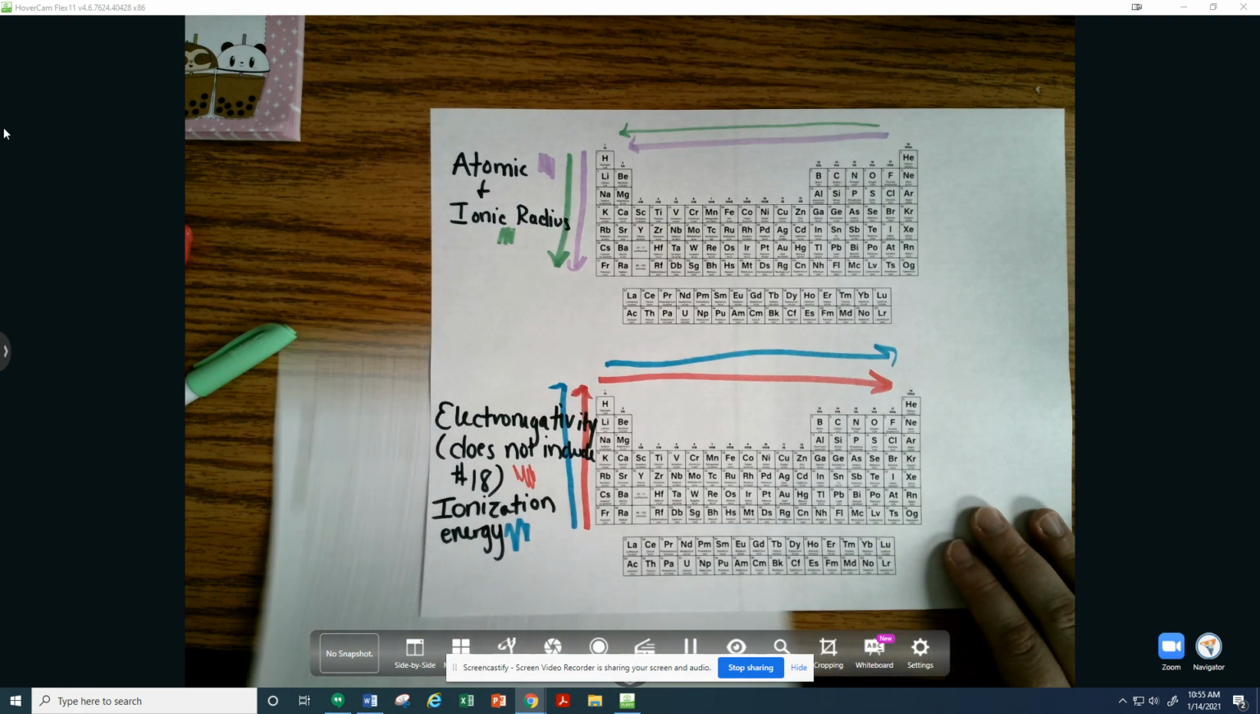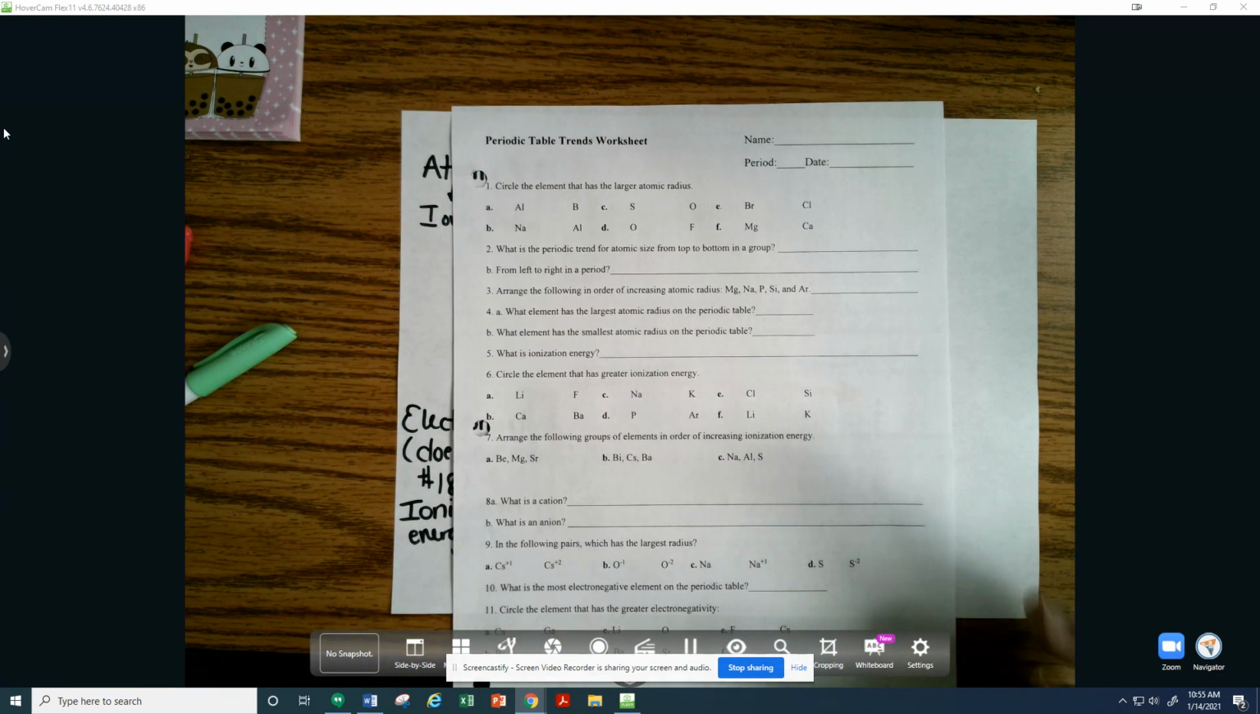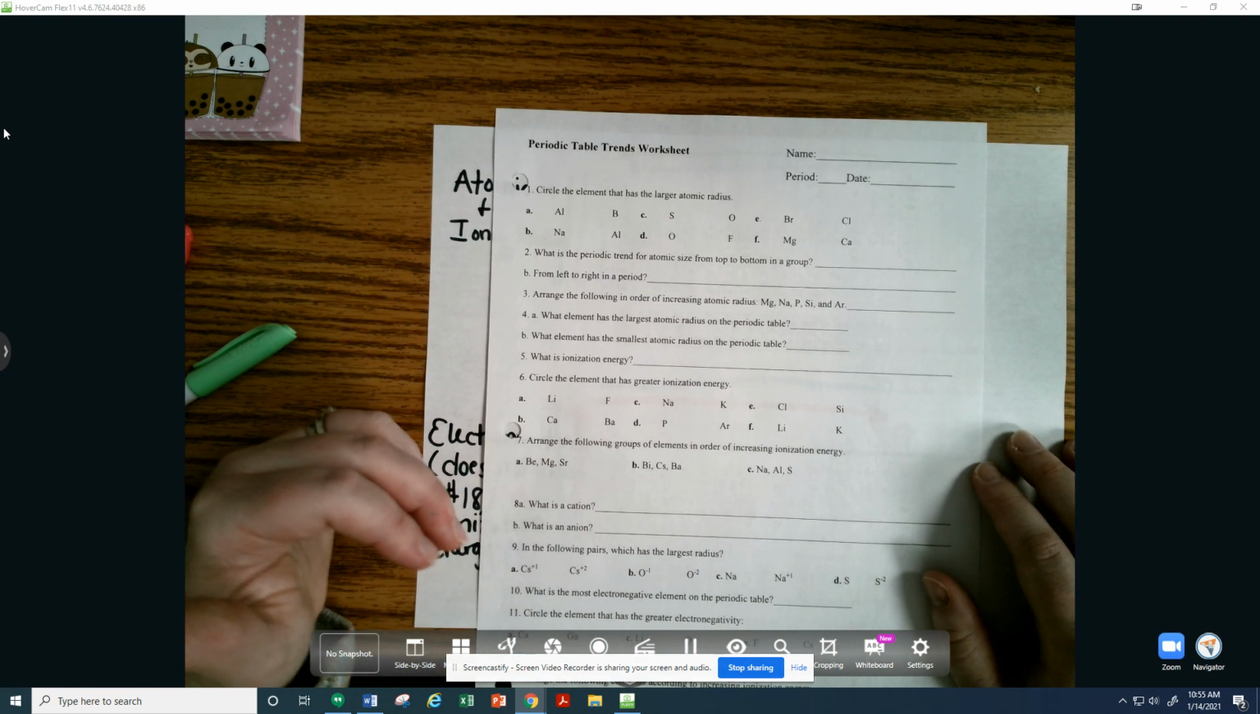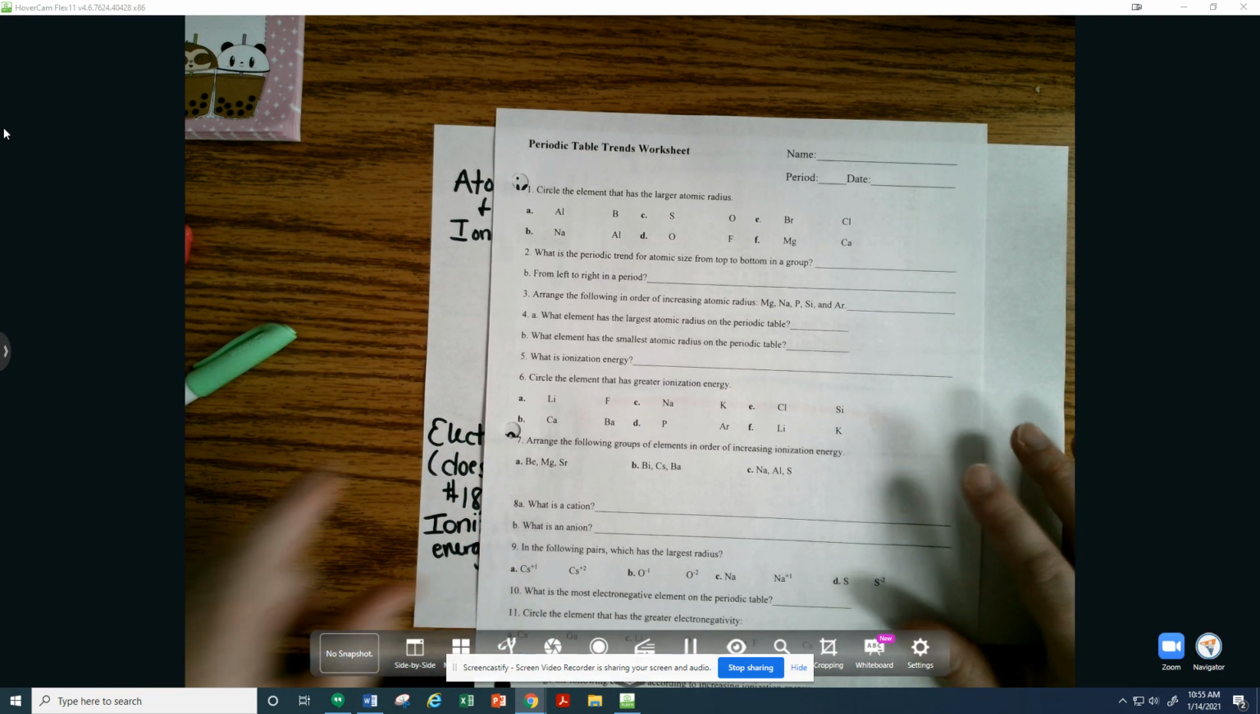Here is just an extra practice. This is not being taken for any kind of points. It's more for you, and you can reach out and ask questions. I'll post an answer key as well if you want to check answers and those types of things.